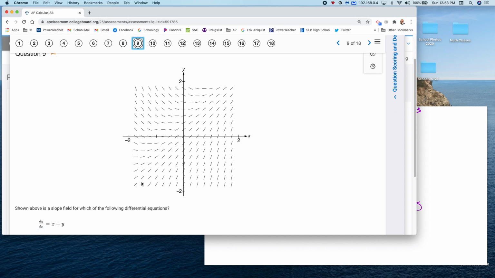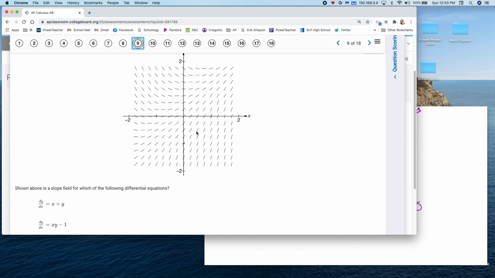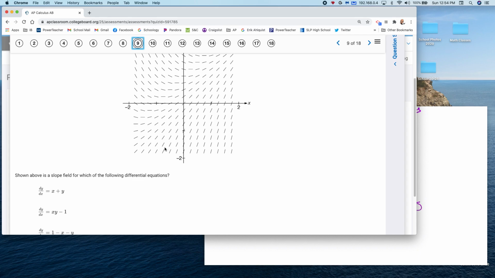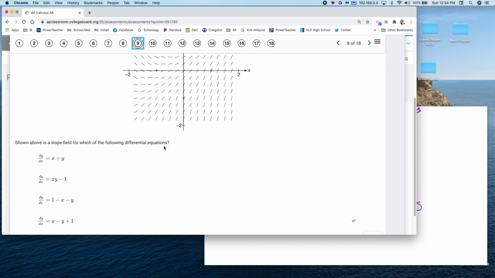Notice that right across here, when x and y are the same, you're getting 1 as a slope. Looks like about 1 as a slope here, right across this diagonal. When x and y are the same, you're going to get 1. That's not going to work out for this one.